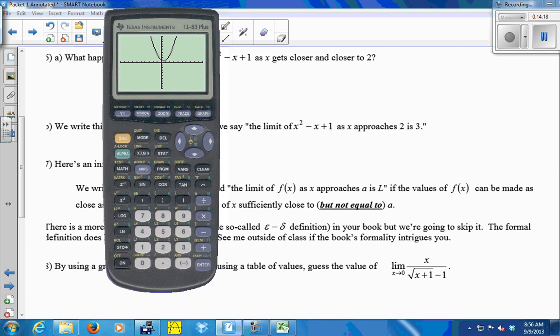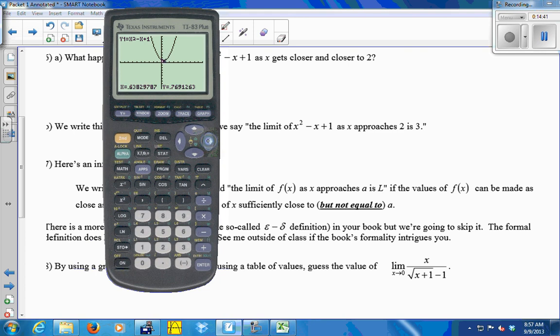And there's my parabola. All right, so I want to know what happens near 2, near x equals 2. So I'm just going to use the trace button. And that just puts a cursor on the parabola, and you can move it left and right with the arrows. So you see the x and y coordinate of the cursor at the bottom of the screen.